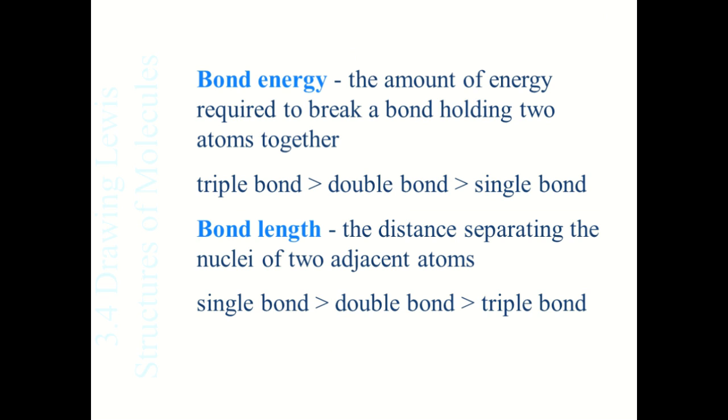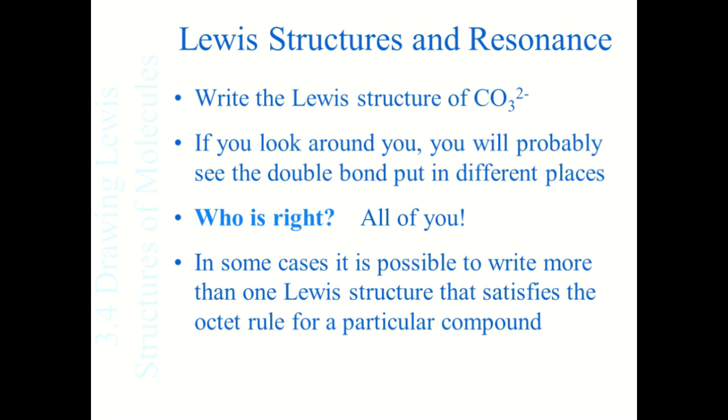Okay? Alright. Now, the bond energy: triple bonds, double bonds, single bonds, most energy to the least energy. Bond length: the single bond is the longest, and as I get to a double bond and a triple bond, it becomes shorter and shorter. So triple bonds are shorter than single bonds. And so single bonds are easier to break, whereas triple bonds, which are nice, close, and tight, are hard to break. Okay? We can't break them as easily. So compounds with triple bonds are not as reactive as something that would have a single bond or a double bond.